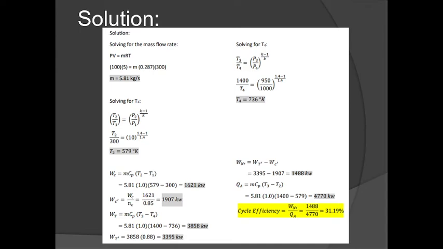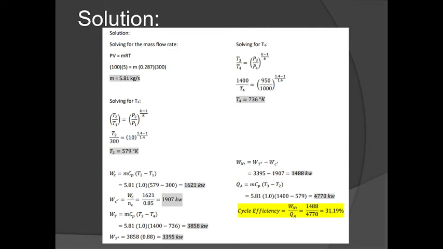So solving for T4, we have T3, which is already given, divided by T4 is equal to P3, which is 950, over P4, which is 100, raised to 1.4 minus 1 over 1.4. We have T4 of 736 Kelvin.